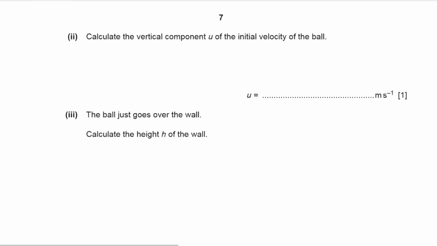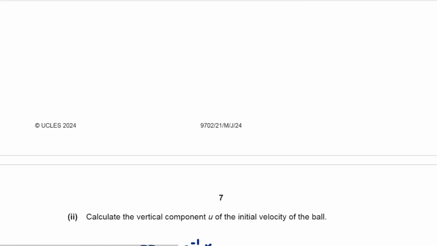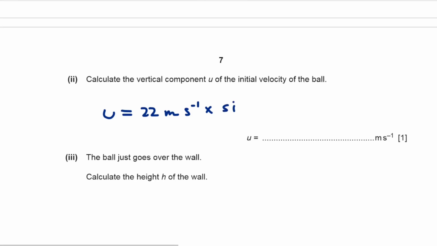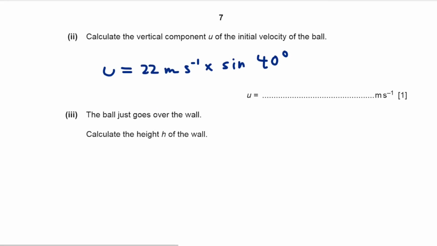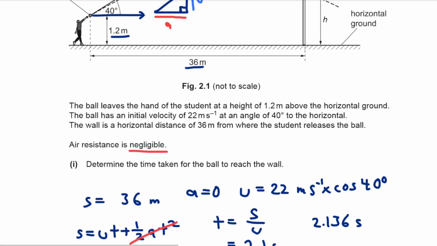Calculate the vertical component u of the initial velocity of the ball. So we know that u is going to equal 22 meters per second times the sine, because this was times the cosine, this is going to be the sine because this is the vertical, since it's opposite over hypotenuse, so sine of 40 degrees. And this should be giving us 14 meters per second. Now we could check with Pythagoras, and if we do that, we should get 22 meters per second.